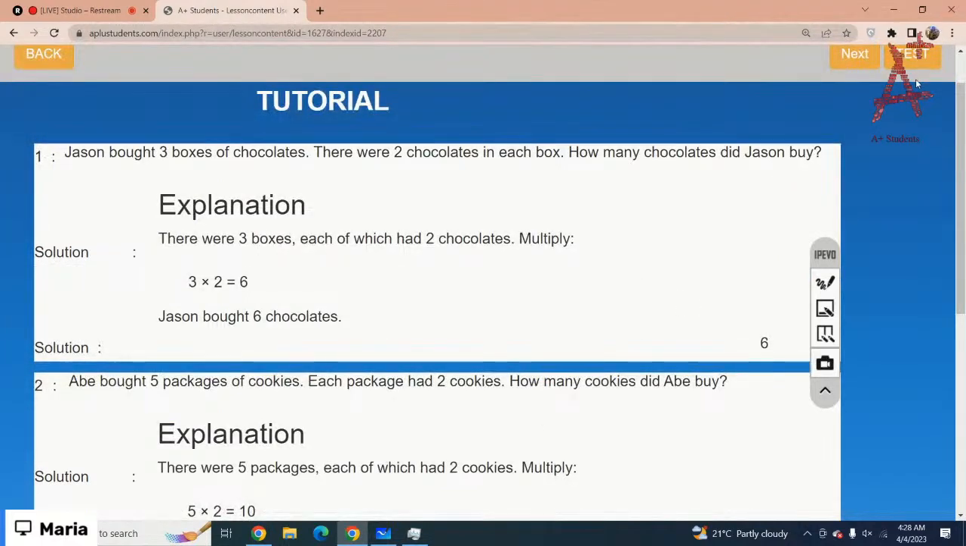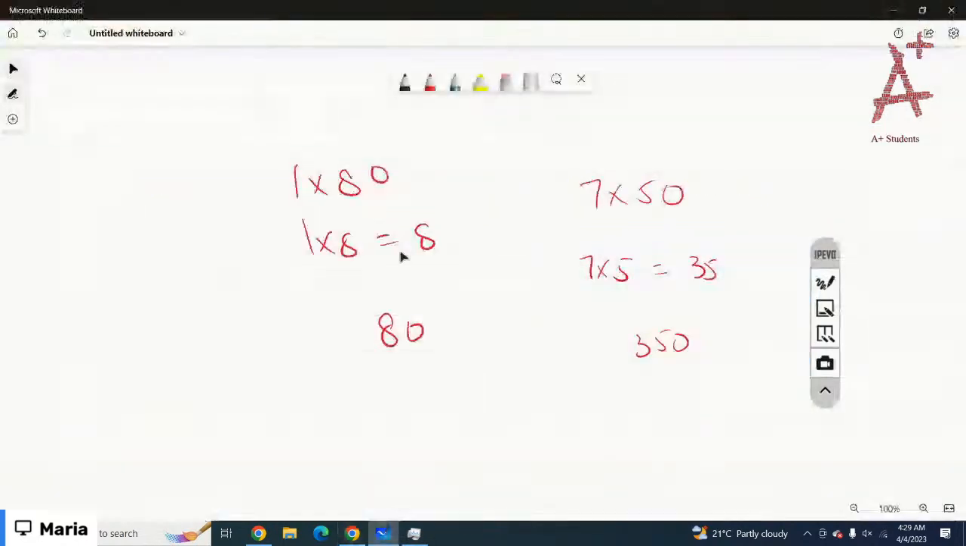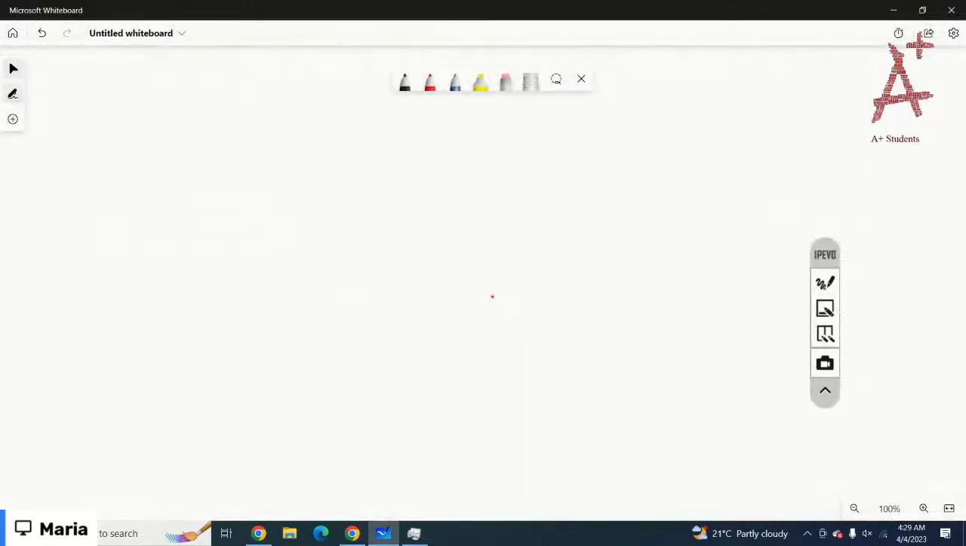Let's just start with the test questions so that we can do the practice questions. So let's start with the test. Okay, a summer camp has 4 cabins and 4 campers can sleep in each cabin. How many campers can the cabins hold? Basically, you just have to look for the numbers in the question and multiply them. So 4 cabins and 4 campers, you need to do 4 times 4. That would be 16. So the correct option is 16.